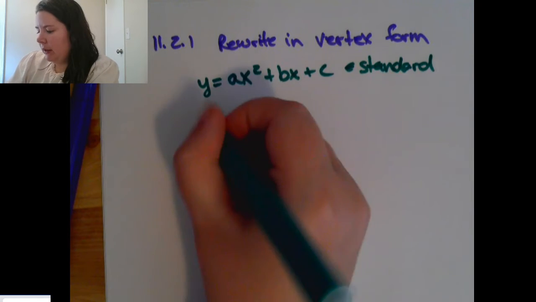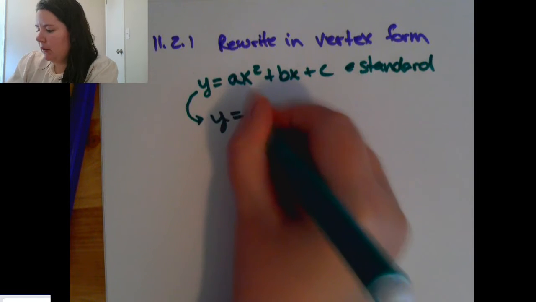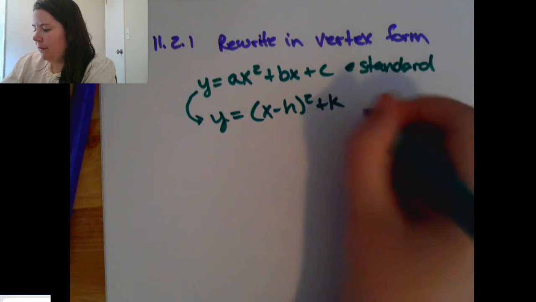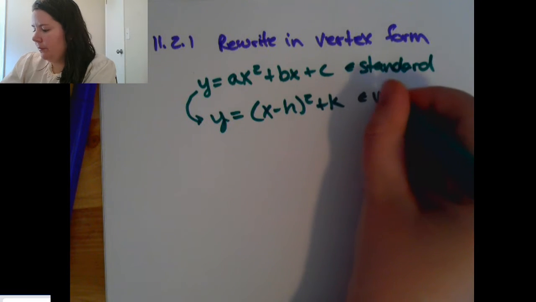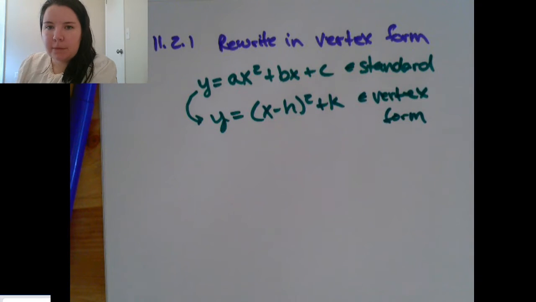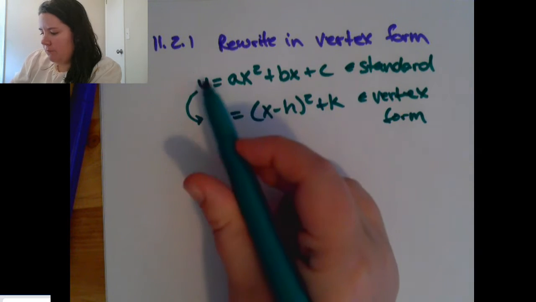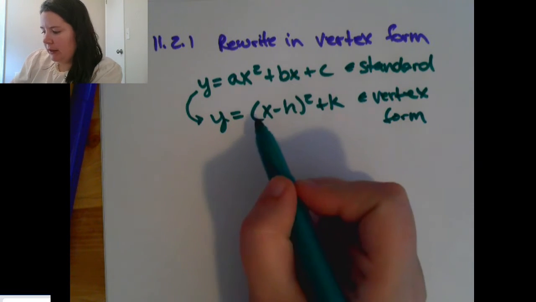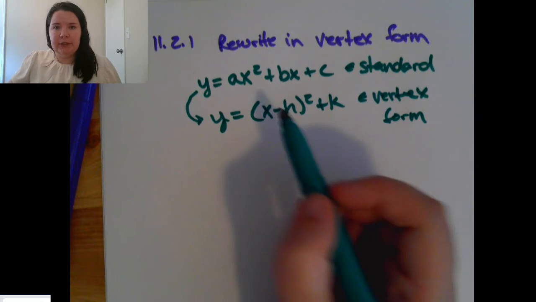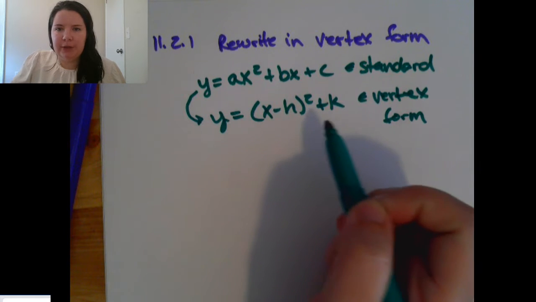But what we want is something that looks like this. Vertex form. And even though our parabola is going to have the same exact inputs and outputs, we just want it to appear in this new, different way, the vertex form.